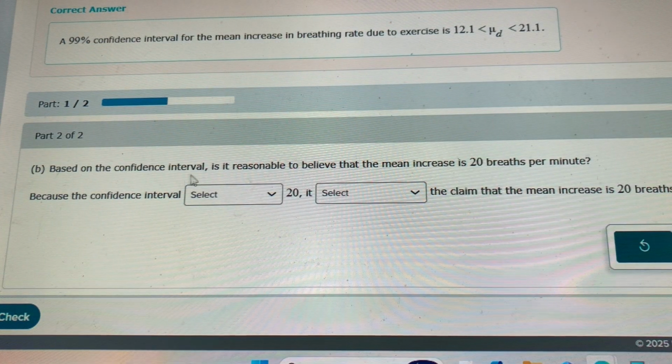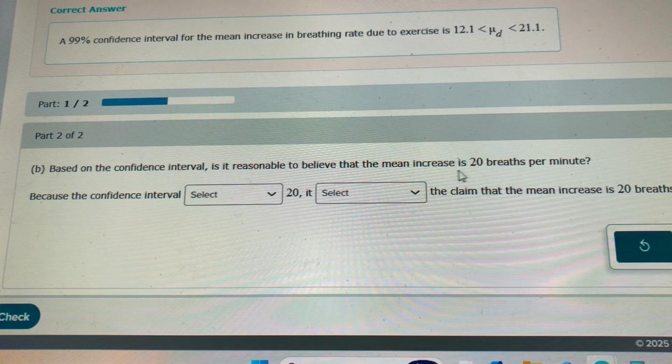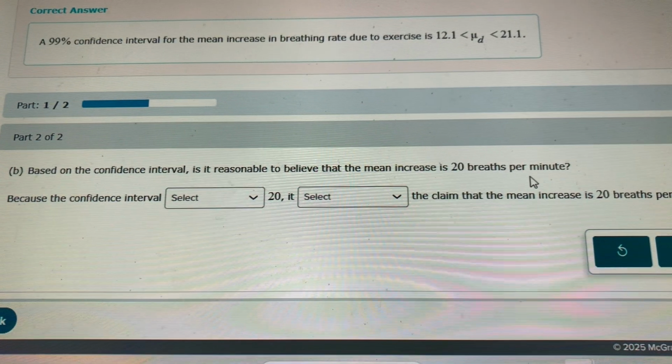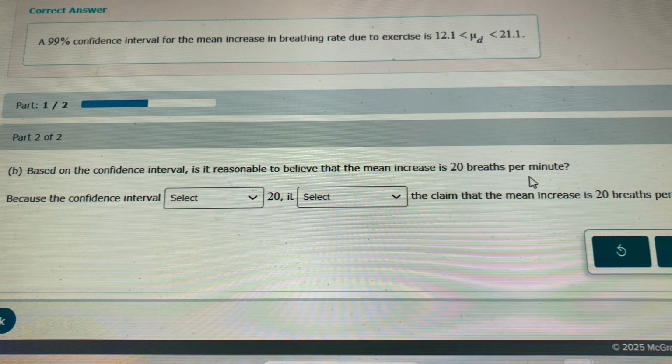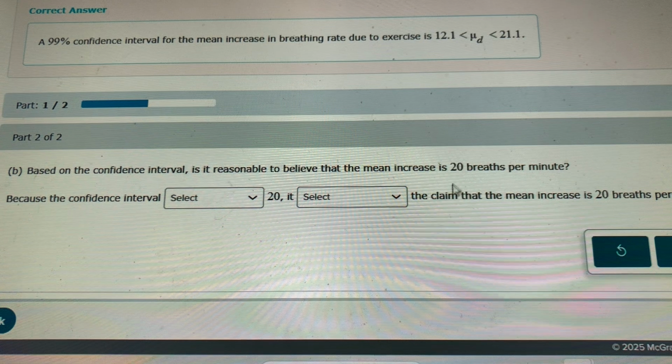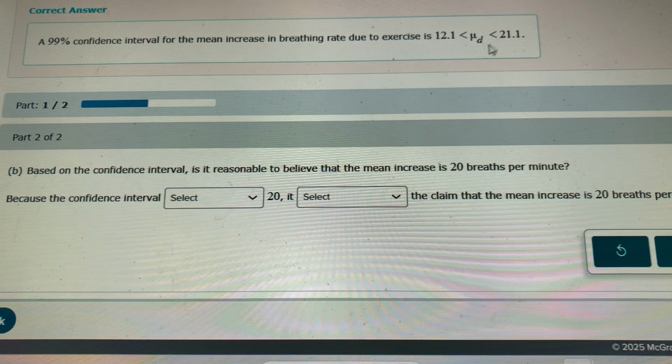So based on the confidence interval, is it reasonable to believe that the mean increase is 20 breaths per minute? So now it's so obvious that there's an increase or decrease depending on the order you do this in. Clearly you breathe more while you're exercising, whether you consider that first or second. So because of that fact, they're not even bothering to worry about 0 at this point. It was clearly never going to be 0. So 20. Now they can just give you a number like 20, but 20 is in the interval. So is it reasonable to believe that the mean increase is 20? That is reasonable to believe because 20 is in the interval.